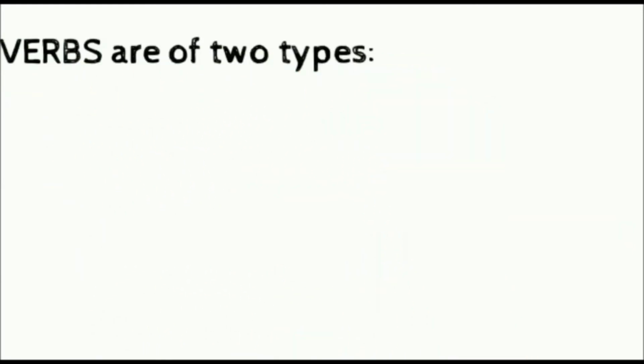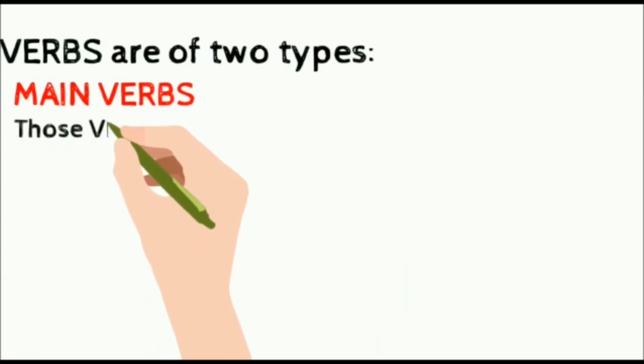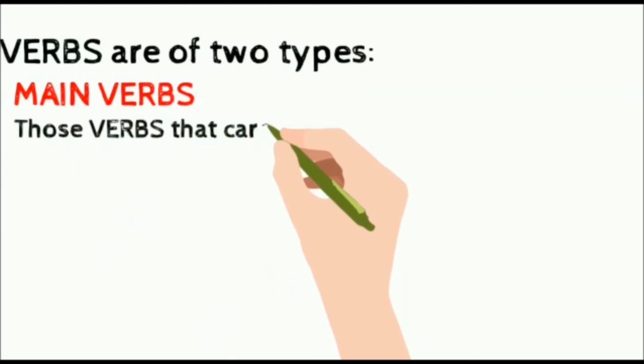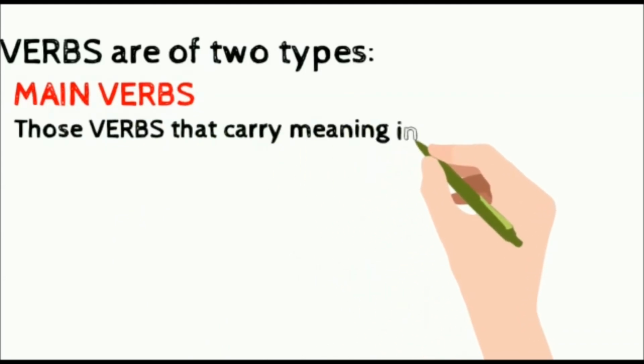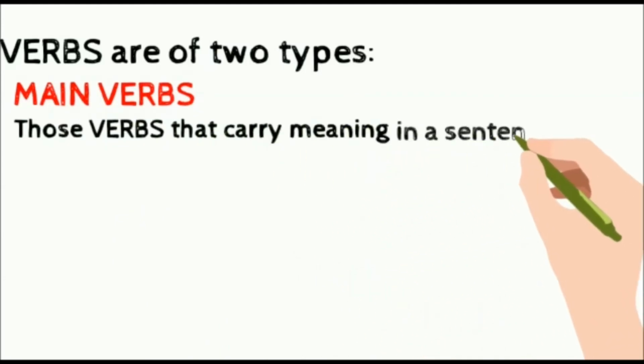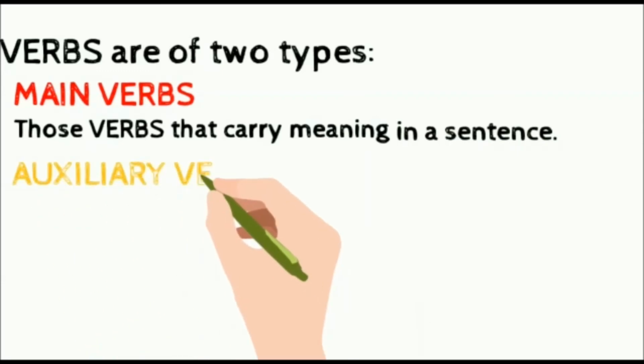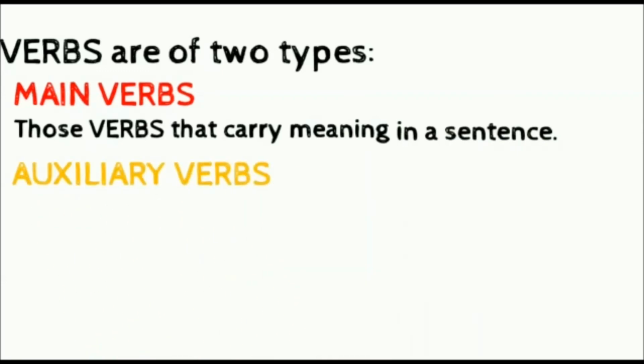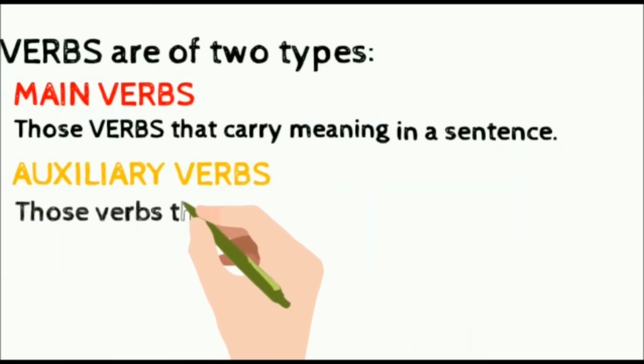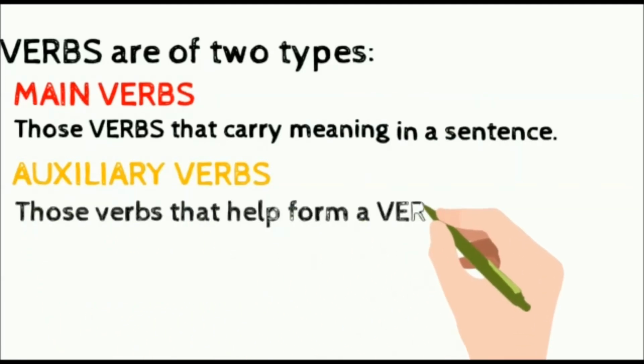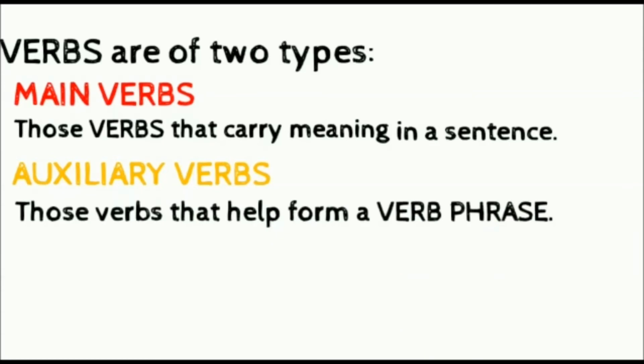Earlier we discussed the verb patterns. Now we are going to discuss the different verb types. There are two main types of verbs. The first is the main verbs and the next is the auxiliary verbs. Main verbs are those verbs that carry meaning in a sentence. And auxiliary verbs are those verbs that help the main verb. They help form a verb phrase.